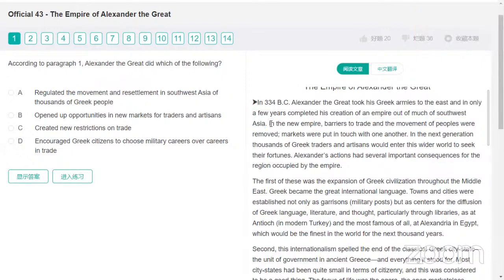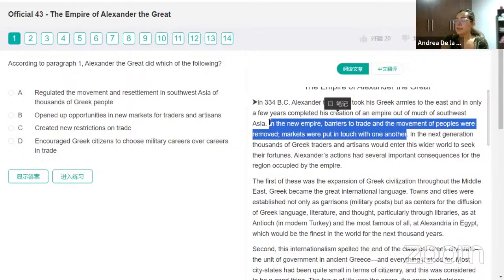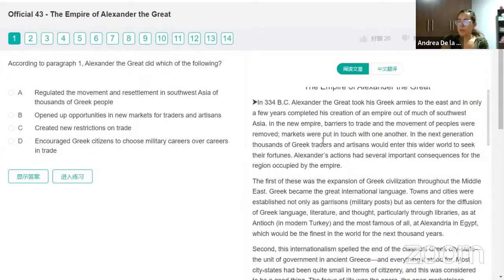Luego nos dice, in this new empire that he created, barriers to trade and the movement of peoples were removed. Markets were put in touch with one another in the next generation. Perdón, I didn't see the period. Siempre leemos oración por oración. Dice, in the new empire, barriers to trade and movement of peoples were removed. Markets were put in touch with one another. Entonces aquí habla de que quitó, removió, eliminó las barreras para el comercio, trade, y the movement of peoples, ¿no? El movimiento de las personas.